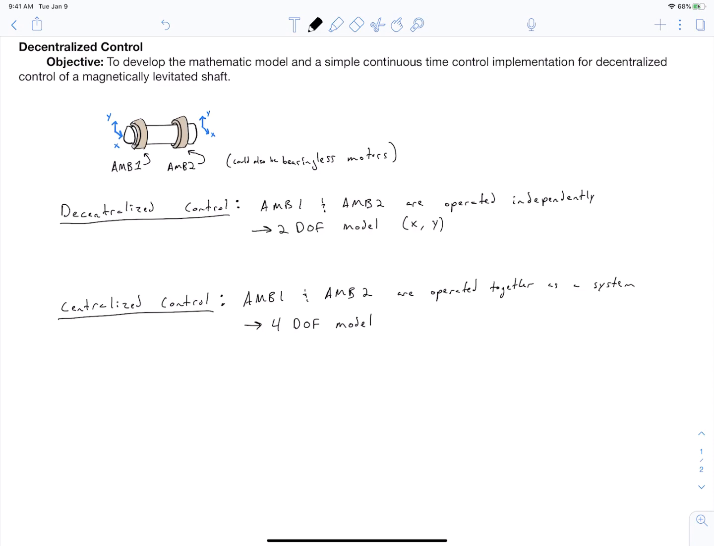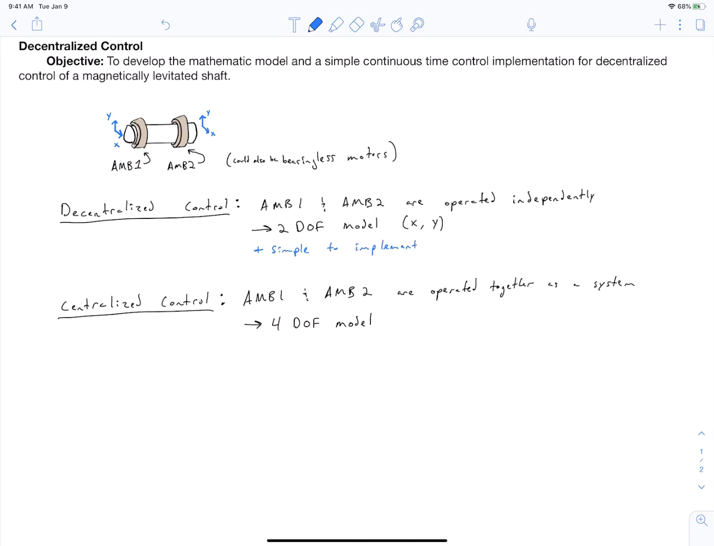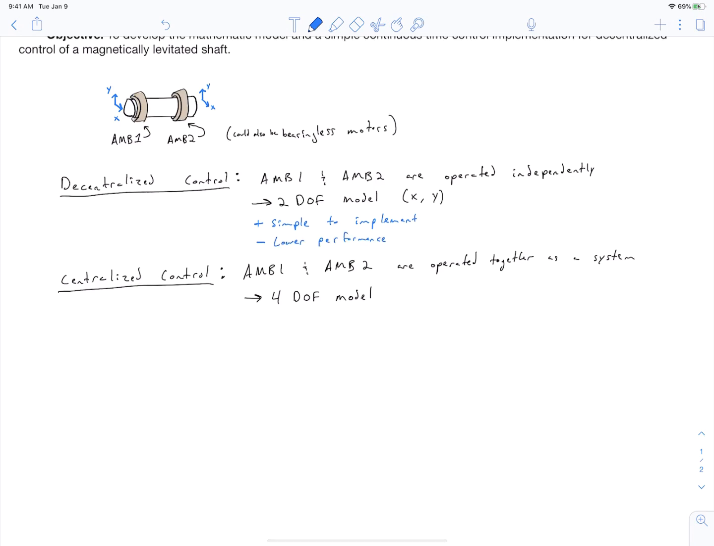The decentralized control has the advantage that it is a simple control scheme. But it has the disadvantage that it typically is lower performance than the centralized control scheme. And the centralized control scheme has the dual of those benefits. It's more complex to implement, and it tends to be higher performance. So in this video, we're going to develop the model and a controller for a decentralized control scheme because it's simpler. It's a way to get our feet wet. And in subsequent videos, we'll delve into the centralized control approach.